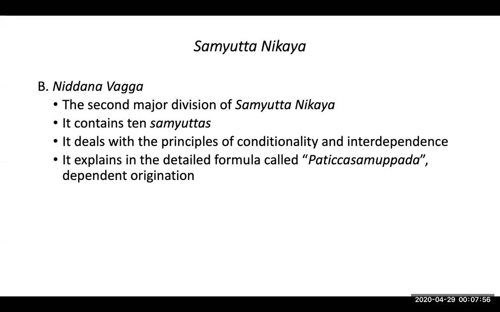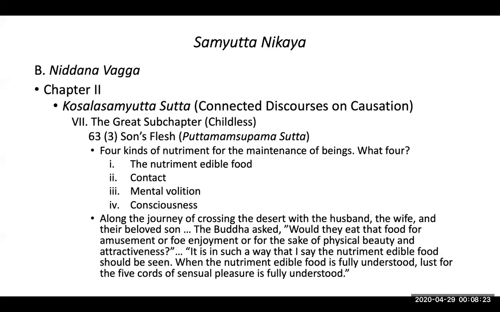Okay, the second bhaga, second division, is called the Nidana Bhaga. The second major division contains 10 samyutta, and it deals with the principles of conditionality and interdependence. Also, this bhaga explains in detail the formula called paticca-samuppada, dependent origination. Let's look at a couple of sutras belonging to Nidana Bhaga.